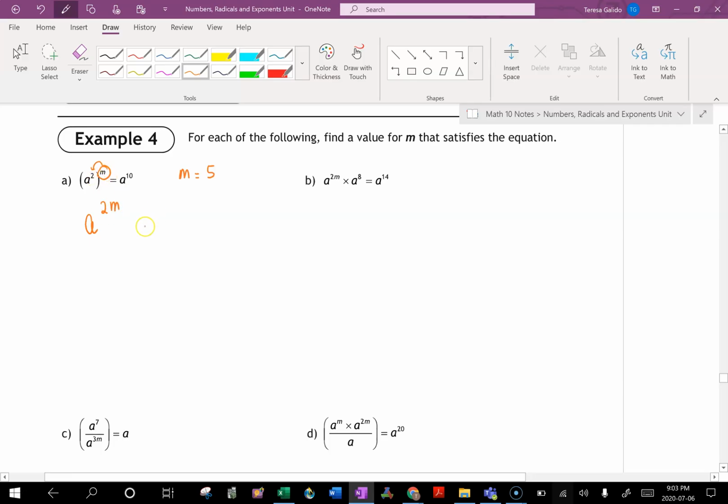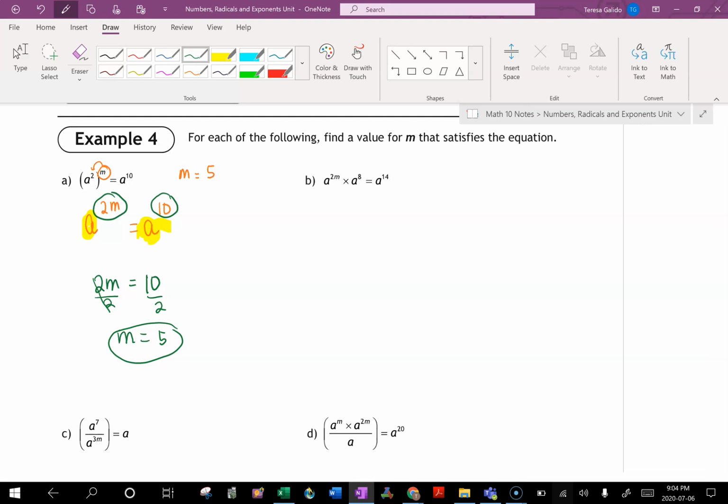But methodically speaking here, what do we do with 2 and m? We actually multiply them, 2 times m becomes 2m, and this would be A to the 10. Now that we have applied the laws of exponents, we can see that the A's are the same. Therefore, 2m should be the same as 10. And now we're left with, how do we solve for m? Well, we can divide both sides by 2. Your m there is equal to 5. Again, that's just an easy example because you can obviously find m easily.